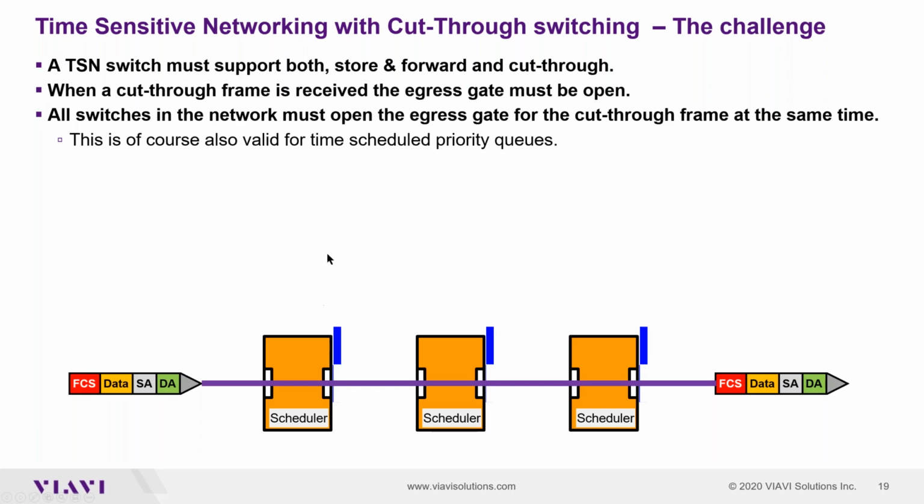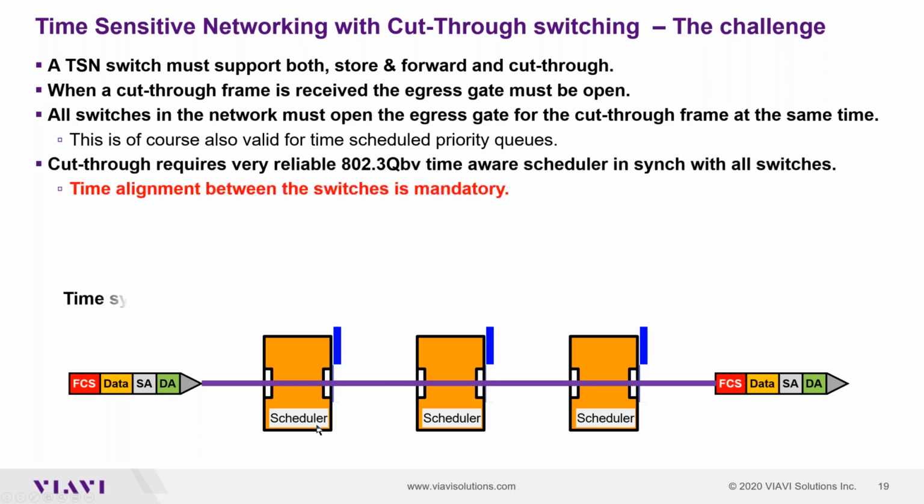So we need these scheduled priority queues. You see here this block scheduler beside the queuing mechanism, the queuing configuration. We also need a scheduler controlling these queues. So we have normal queues, but we have high priority queues, and we have this cut-through queue.